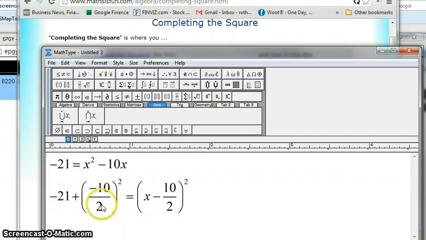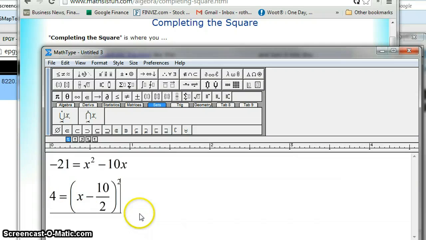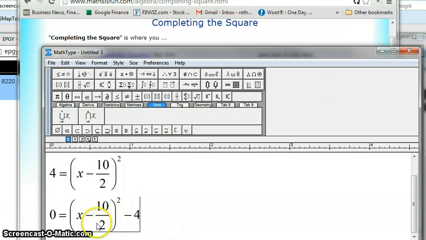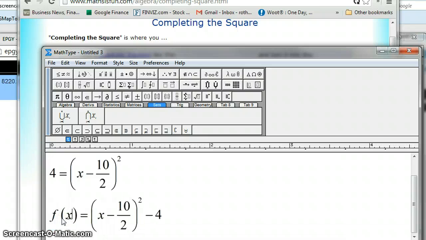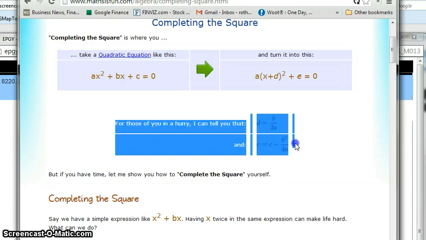So this minus 10 over 2 squared, that's minus 5 squared, which is 25. So then let's change that to 25, and minus 21 plus 25 is 4. And so we want 0 again, so we get 0 equals this term, and then subtract the 4 from each side, minus 4. And we'll change that 0 back to an f of x. And that should be our solution. f of x equals x minus 10 over 2, squared, minus 4. And again, you're going to have something in the form like this, and you want to turn it into something like this, and you just use these 2 steps. It's that simple.